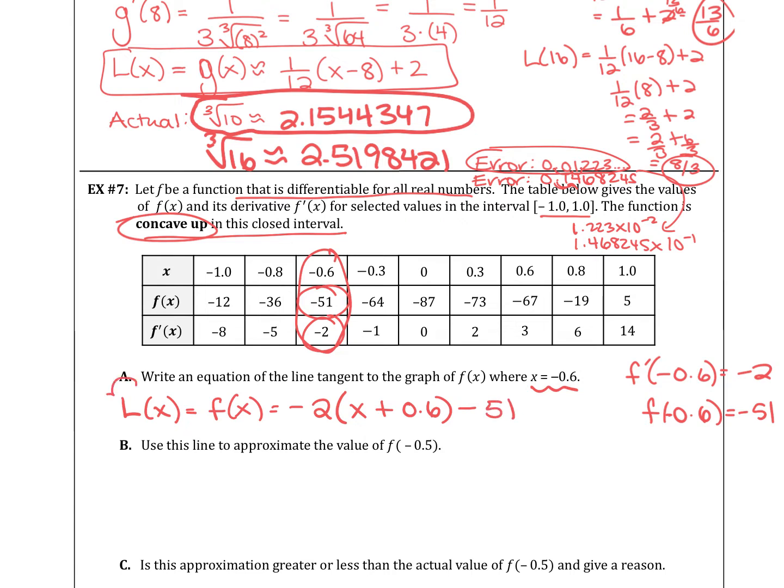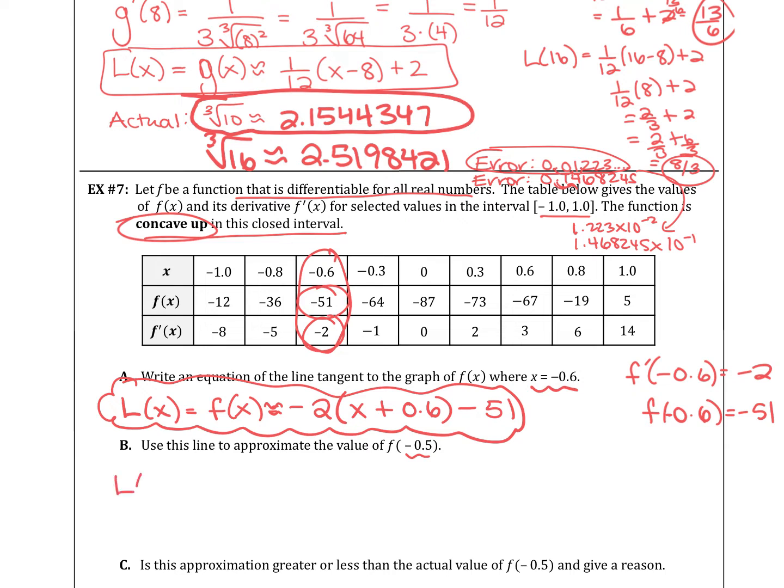Now again, because the function f is concave up, this linearization equation, the tangent line, is going to lie below the curve, meaning that this function, L of x, is going to give us an underestimate of the true value. So it says, in part B, use this line to approximate the value of f at negative 0.5, which is really close to negative 0.6. Notice we have no information in the table about negative 0.5.